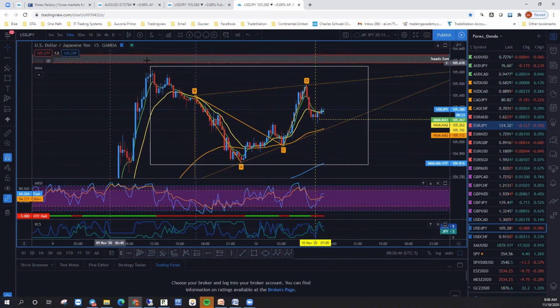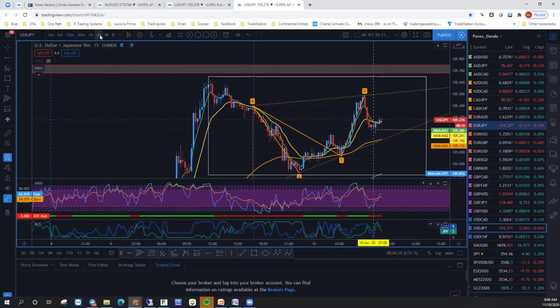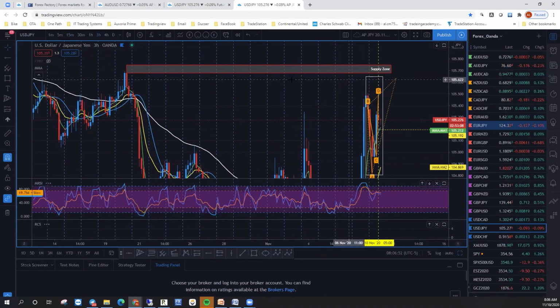One thing about it is that we have a supply zone. This is a higher time supply zone, which I found over here. Looking at the 3-hour chart, I came all the way over here after the top of my box. Came over here, I found this little wick above this little red candle. This is where this move started. So this is probably where it's going to be coming up and be retested, this zone.